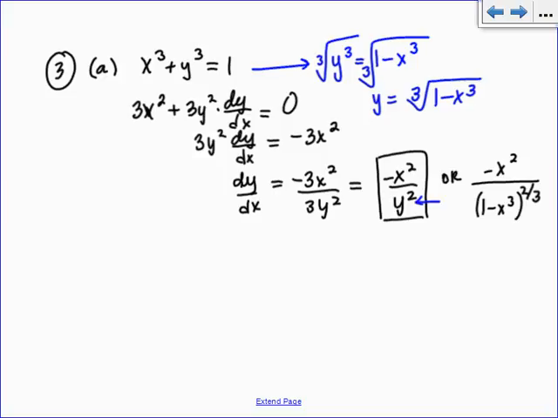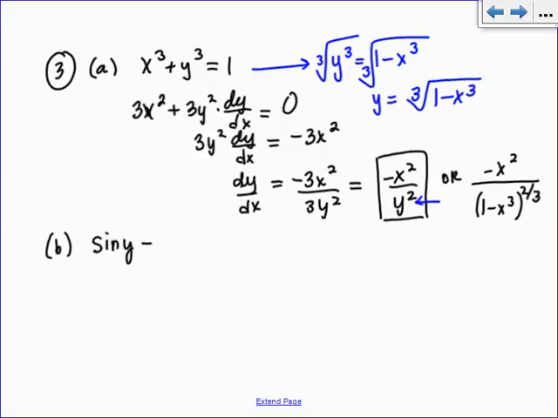Does that make sense? Just be looking for that. If you don't see your answer, see if they just plugged y back in. It's kind of tricky. I personally don't like that because, well, why didn't we just solve for y in the beginning and then use the chain rule? Because that's the answer you would get if you did use the chain rule. But all right, anyway, the next one.